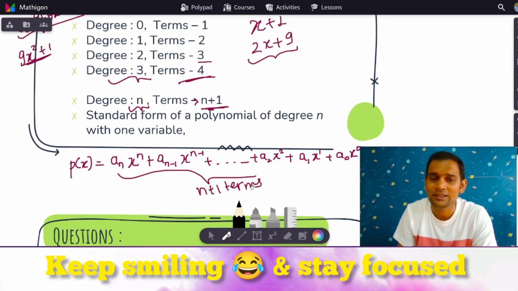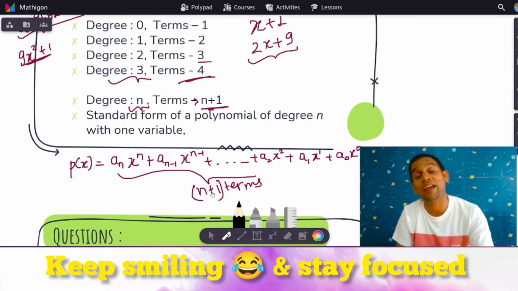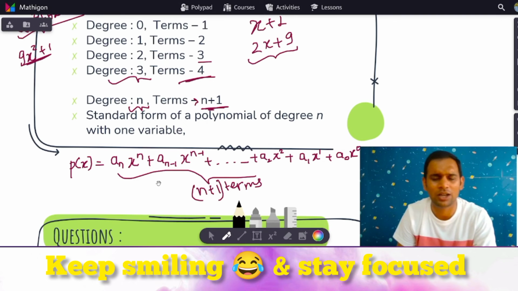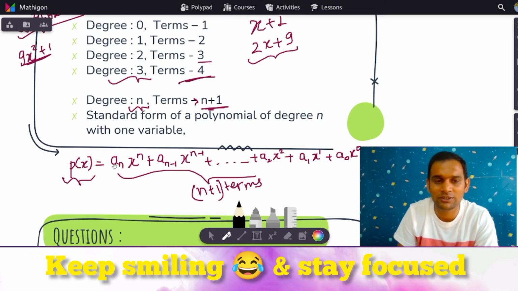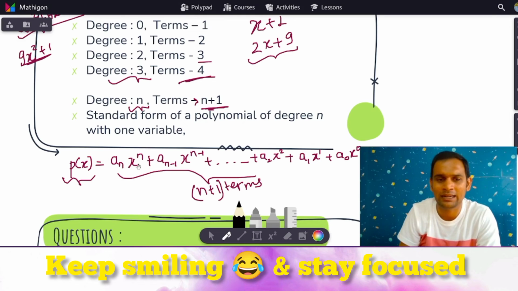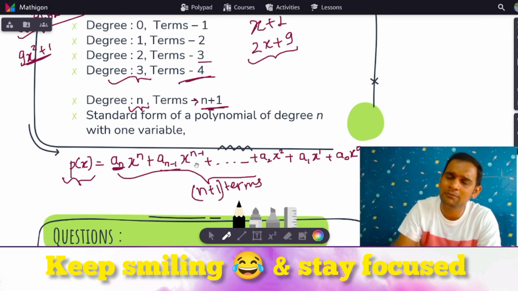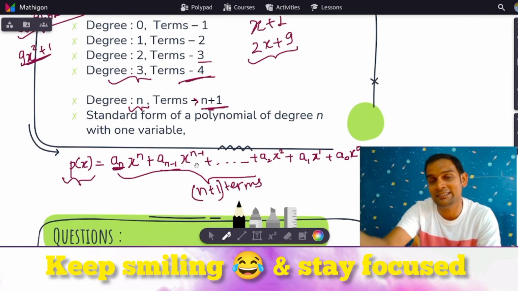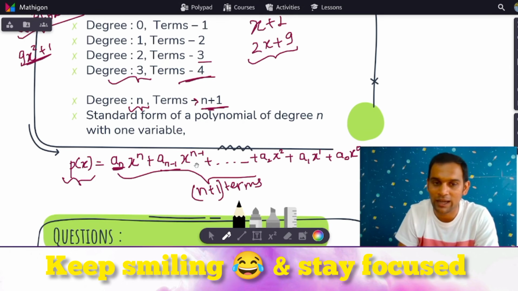So this is the standard form of a polynomial of degree n. Let me explain it in a little slower manner. P of x is a polynomial representation, obviously. So a_n is the nth coefficient of x to the power n. Now a_n is just a constant. a_(n minus 1), a_(n minus 2), and so on till a_0 are all constant values.